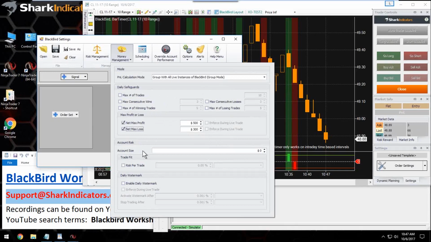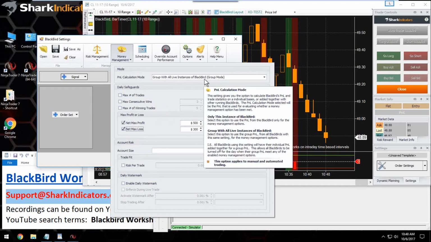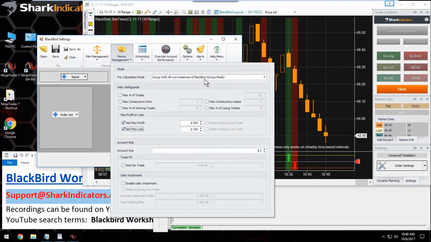I'll take a guess at it. My guess is that workspaces would not affect it. Knowing the way workspaces operate, and knowing a little bit about how we were able to accomplish the group mode with Blackbird, I would assume that group mode would operate across workspaces.